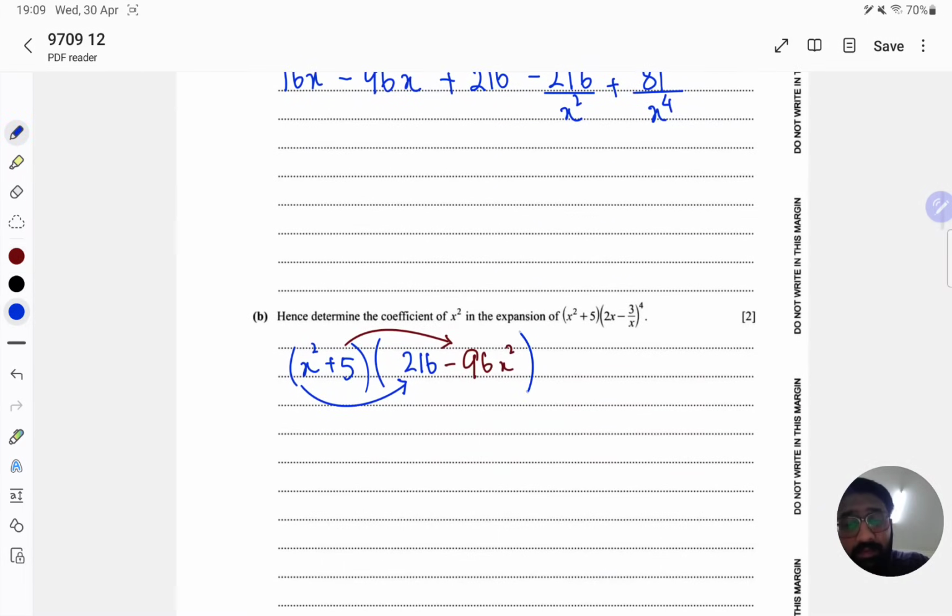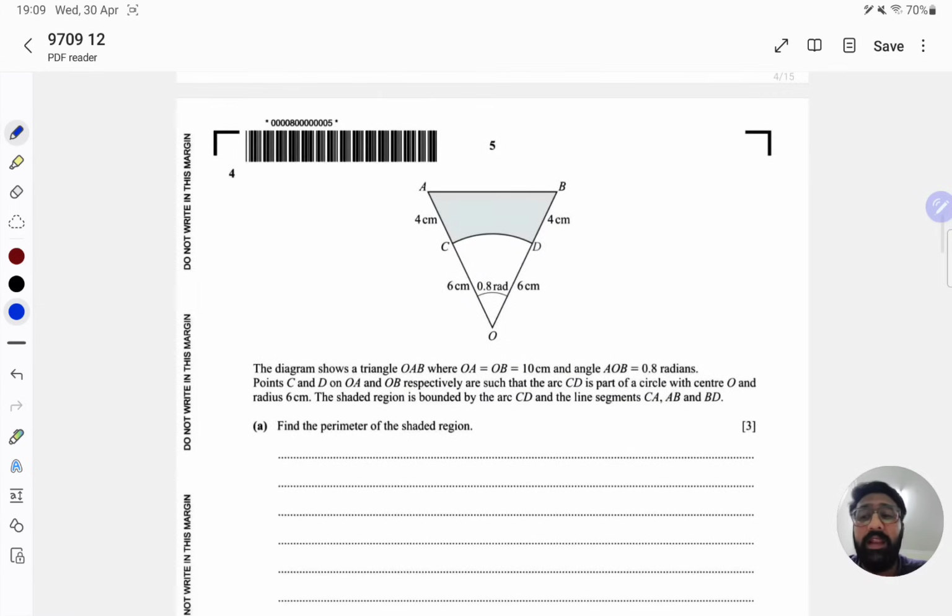Now I'll do this expansion. So it's 216x squared minus 96 into 5, which is 480x squared. So 216 minus 480, the answer is minus 264x squared. Okay, let's move to the next question, question number 4.